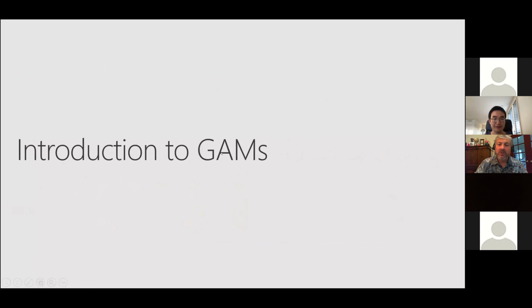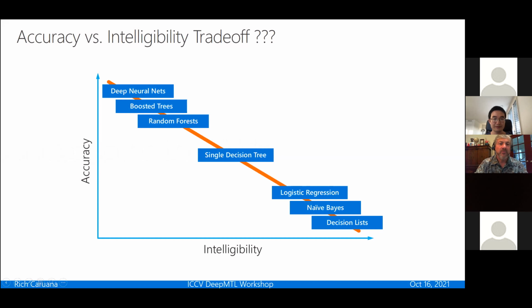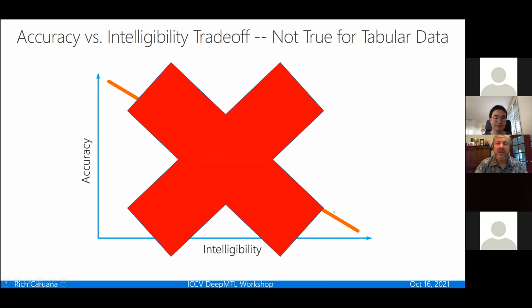So let me give you an introduction to what's called generalized additive models. You might have heard that there's a trade-off between accuracy and intelligibility. Deep neural nets are black boxes. They're really accurate, but they're not intelligible. Things like linear regression are intelligible, but they're not very accurate. The good news is that if you're playing with tabular data, sadly, tabular data is not images. Images are pixels. But if you're playing with tabular data where you know what each feature means, like blood pressure, age, stuff like that, this trade-off is no longer true.